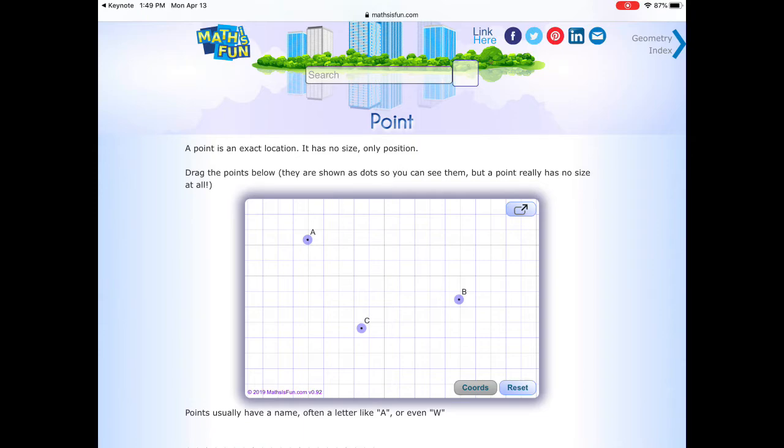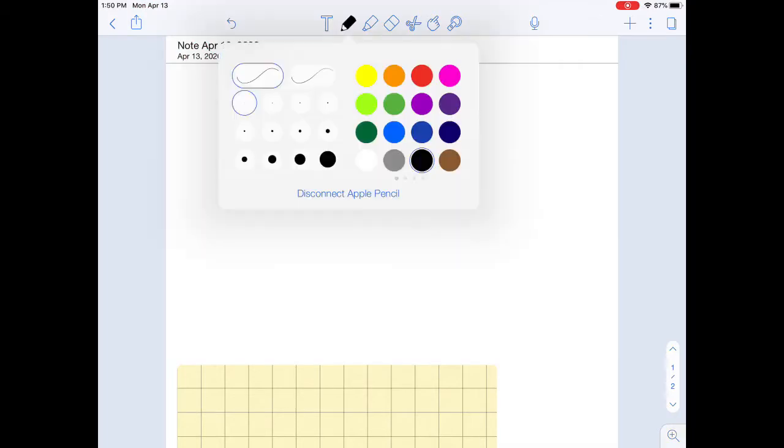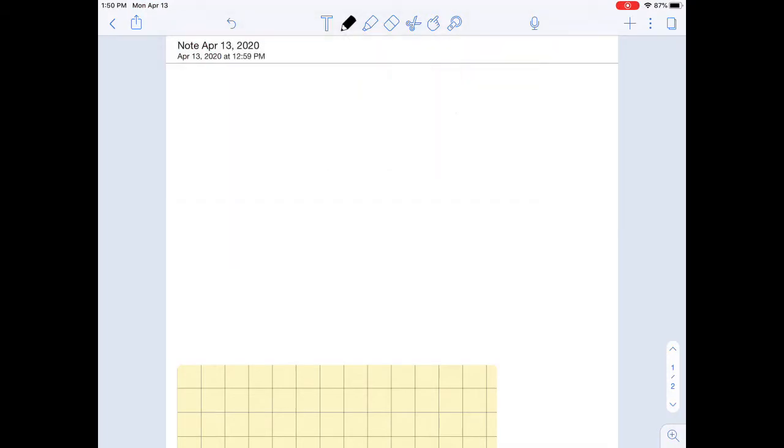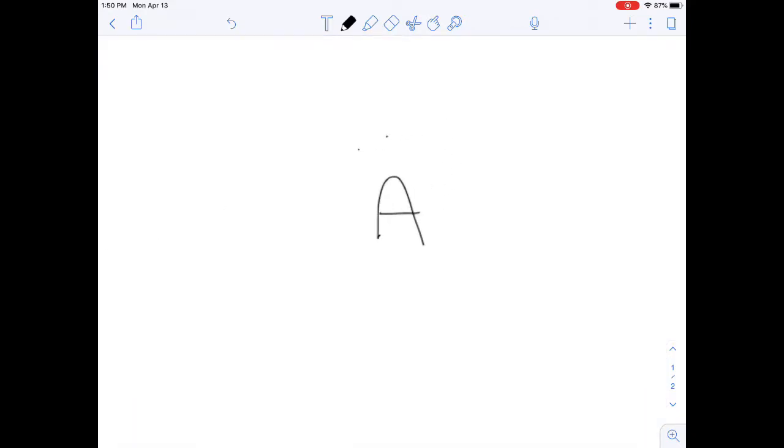Let's draw one ourselves. If I pick the smallest setting on the pencil here, I can try to draw a single dot to represent a point, and I'll label it A. As soon as I put a mark on paper, I can see this if I zoom in, it has length, width, it has size associated with it. So it's impossible to draw a point and still meet the definition. So that's a problem there.